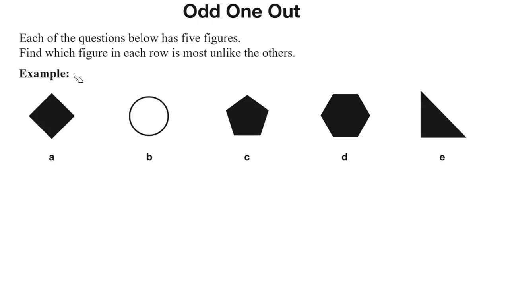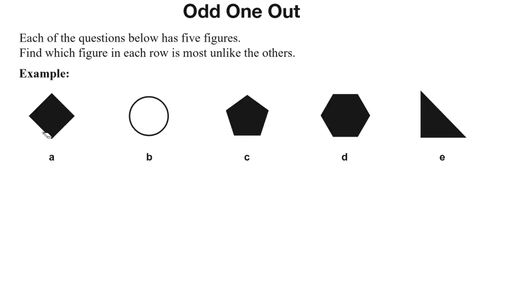Okay. So this one says each of the questions below has 5 figures. Okay, so I've got 1, 2, 3, 4, 5 figures. Find which figure in each row is most unlike the others. So which one is different from the others? Okay. So if you want to pause the video and just try figuring out which of these figures here is the odd one out. Okay, hope you've tried it.